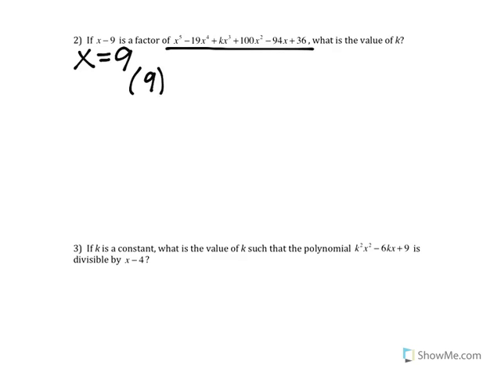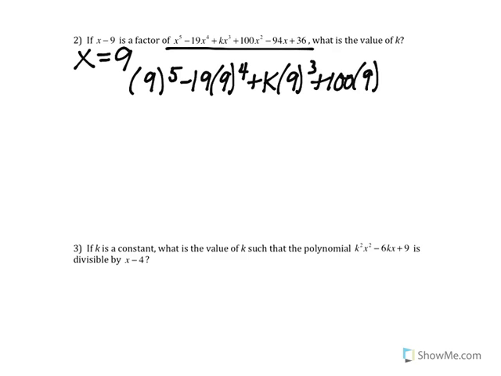So we'll do 9 to the 5th minus 19 times 9 to the 4th plus k times 9 cubed plus 100 times 9 squared minus 94 times 9 plus 36. Set that equal to 0. Sorry for squishing that in.